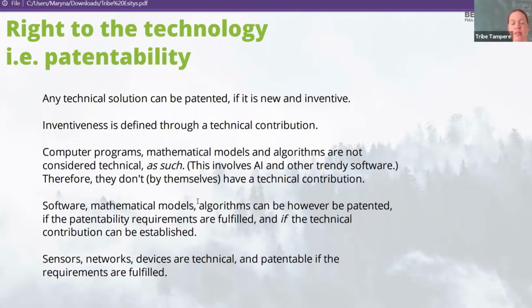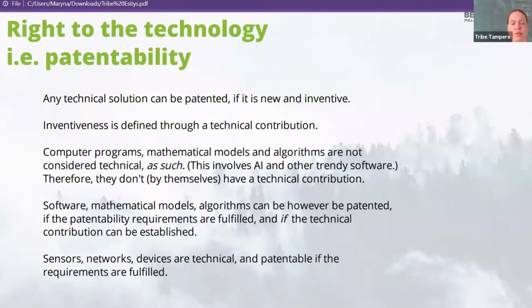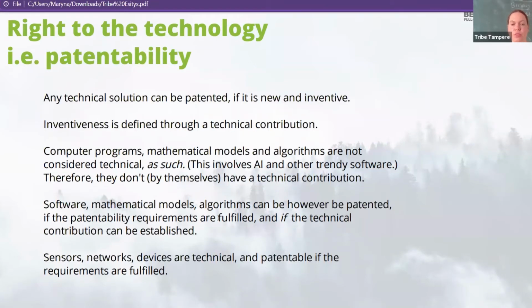However, they can be patentable if there is some technical contribution, if they have something additional. I will talk about that later. But for example, sensors, networks, and devices are technical and patentable if the requirements are fulfilled.